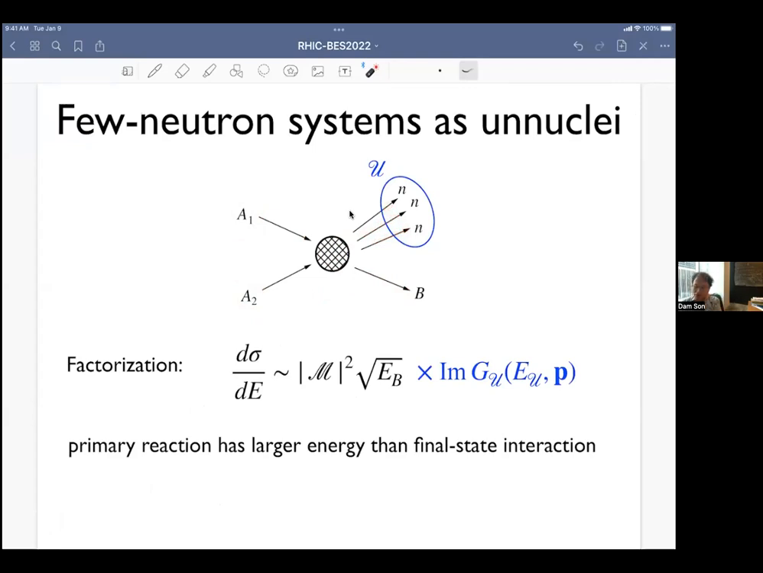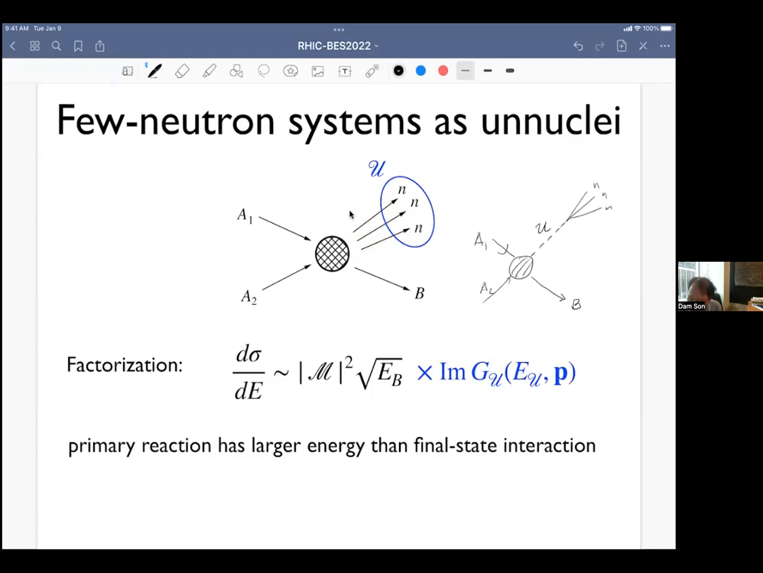But if these 3 neutrons have low relative energy with respect to each other, basically they travel together, and one can interpret this process as happening in 2 steps. The first step is the step in which we have A1 and A2 coming together, emitting B and some object that we call an unparticle U. And this unparticle then decays into 3 neutrons.